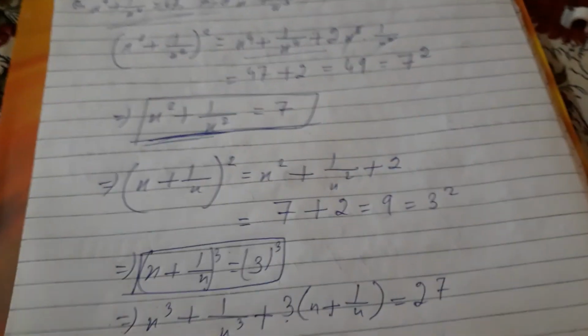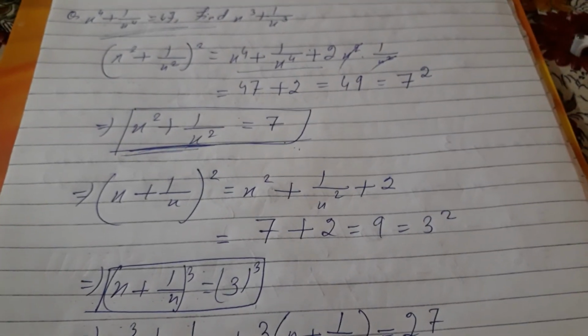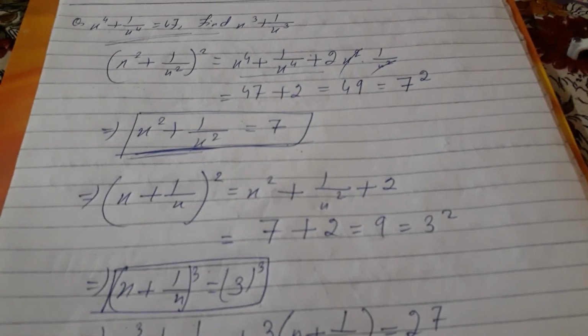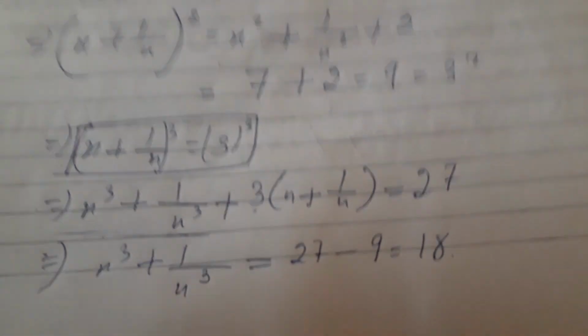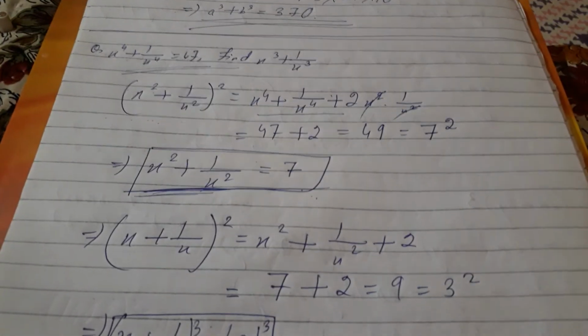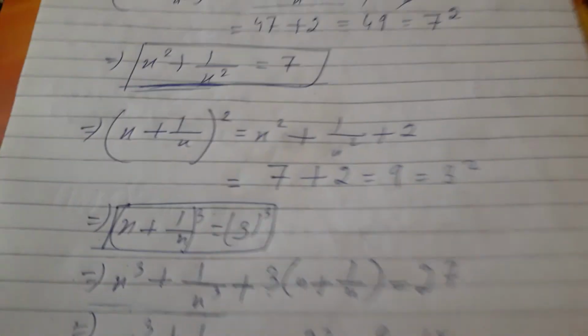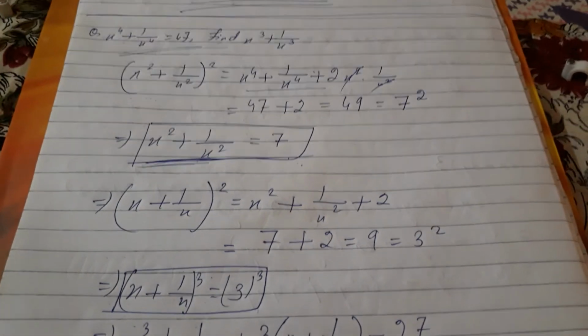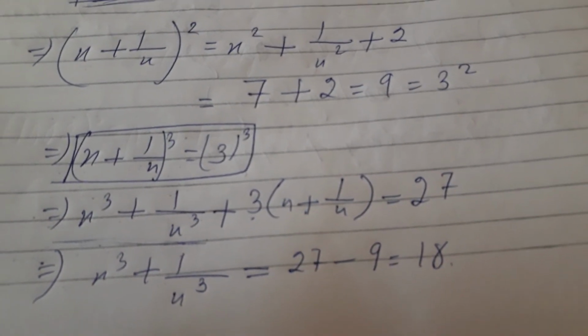Step by step you have to do. First see the given part, then step by step: first x to the power 4, then x square, then x, then x cube. Pause the video and write it down. So today up to this, that's all for today's class.